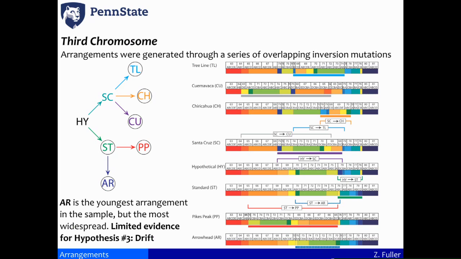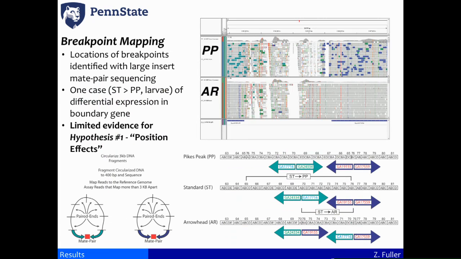Previous work has shown that the arrowhead arrangement, or AR, is the youngest within our sample. However, in nature, it's also the most widespread. So this would seem to contradict the predictions of the hypotheses that these inversions are established through drift, because under these models, the frequencies of an arrangement would be directly related with its age.